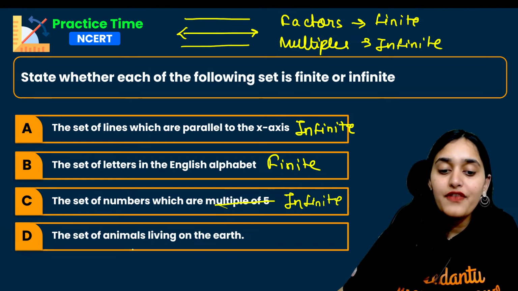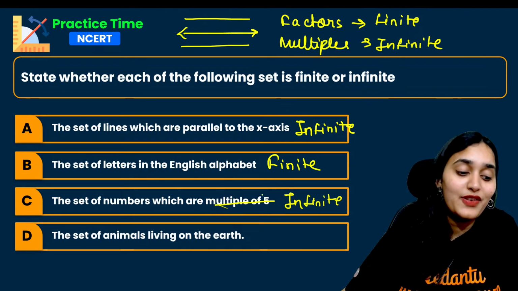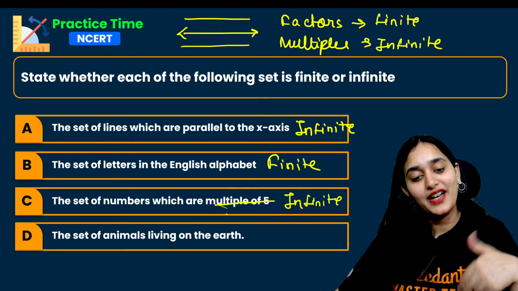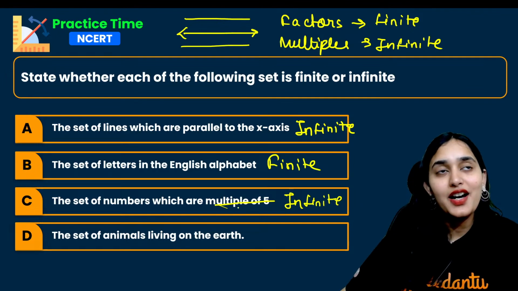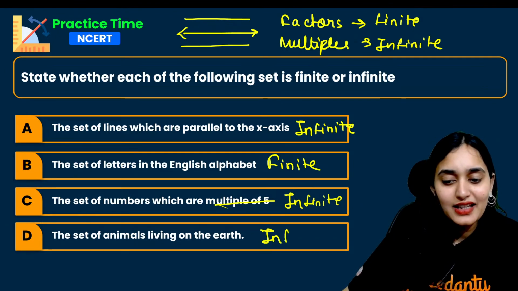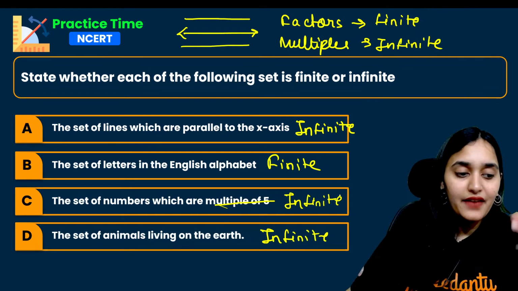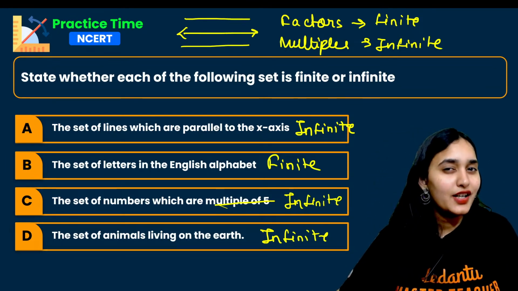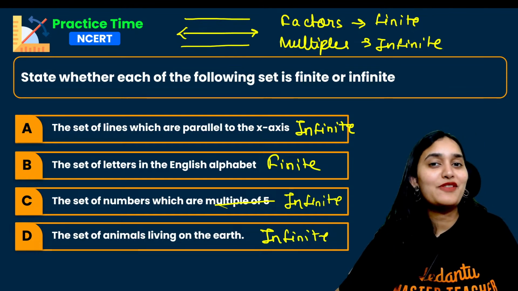Lastly, set of animals living on the earth. Now this is a very confusing statement. I don't know whether to call it finite or infinite, because the animals living on earth are uncountable, we will say infinite. Why will we say infinite? Because we can't count them. If you count them, next day some more animals will be born. It's difficult to tell. Some are even undiscovered. So let's call them infinite.